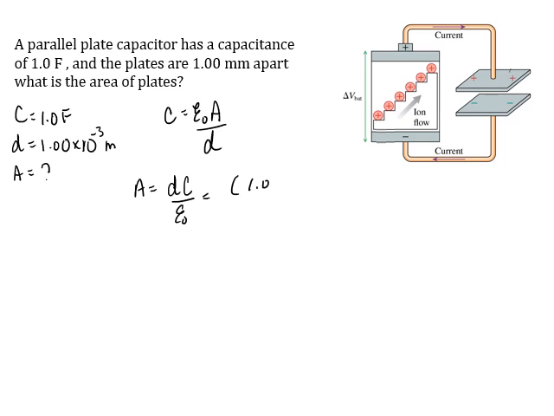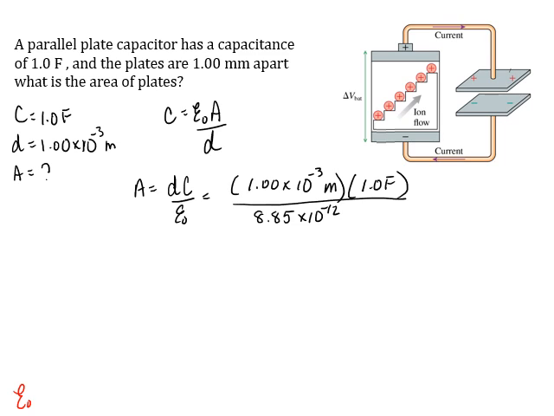Plate spacing D is 1 millimeter times the capacitance of 1 farad. And then we're going to divide by our epsilon naught, the permittivity of free space, 8.85 times 10 to the minus 12. Now, let's just sidetrack momentarily about the units for epsilon naught, because units can help us stay on track.